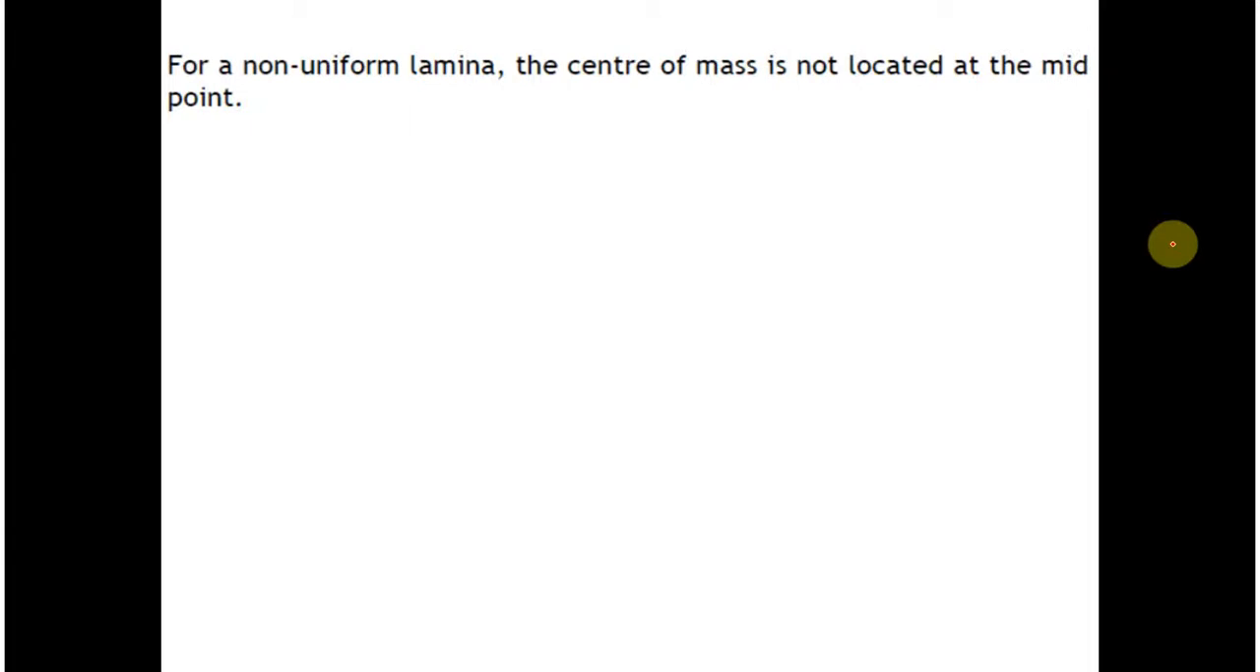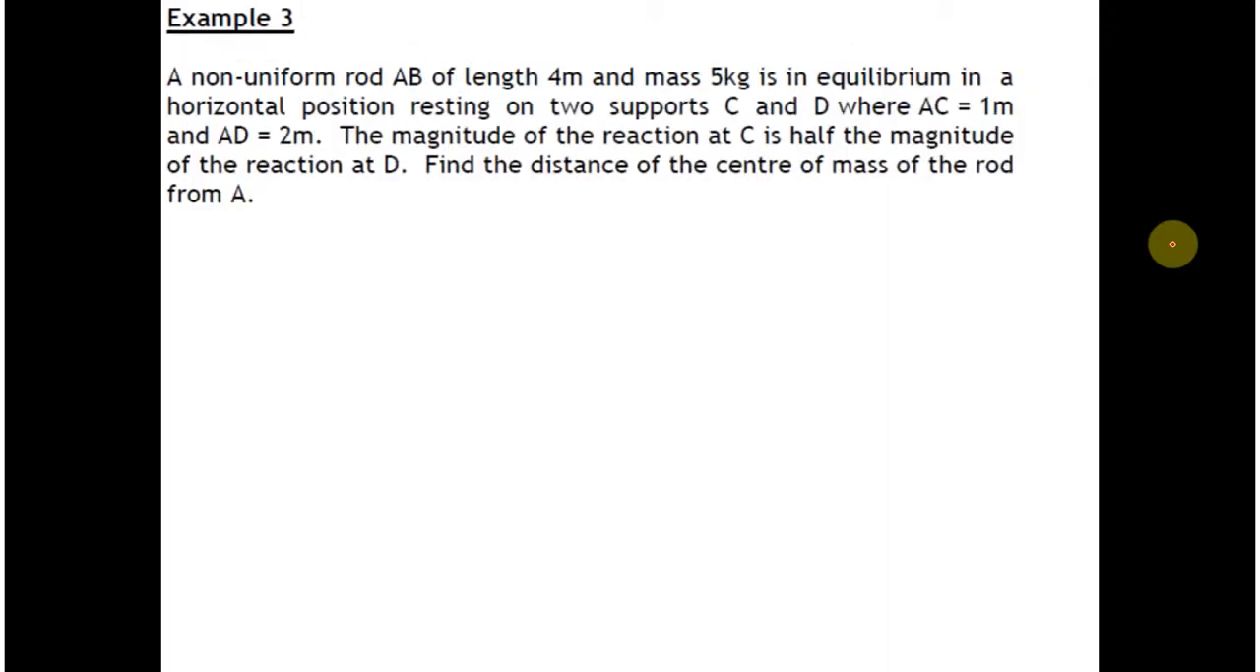For a non-uniform lamina, the centre of mass is not located at the midpoint. So if it's uniform, centre of mass is in the middle. If it's non-uniform, it's not. And generally the question is to find that centre of mass. So a non-uniform rod AB of length 4 meters and mass 5 kilograms is in equilibrium in a horizontal position resting on two supports C and D, where AC is 1 meter and AD is 2 meters. Magnitude of the reaction at C is half the magnitude of the reaction at D. Find the distance of the centre of mass of the rod from A.